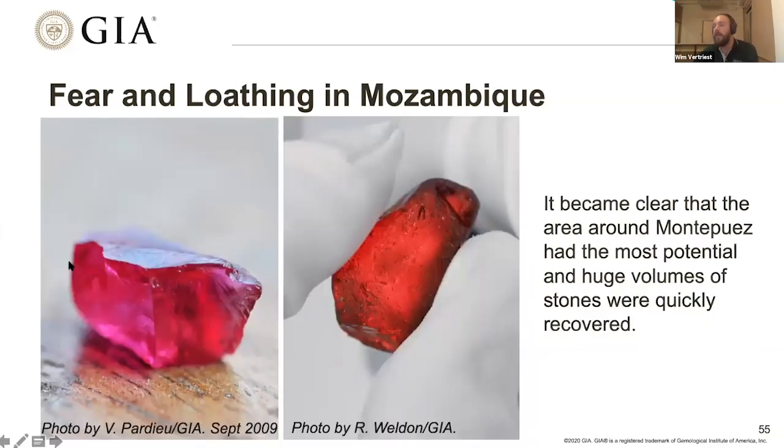So you can see the one on the left is one of the earlier production, an amazing stone. The one on the right is one of the later production from another deposit that produced a different type of ruby. But it's clear that the area around Montepuez has incredible potential, produces huge volumes, huge quantities of very nice quality material.